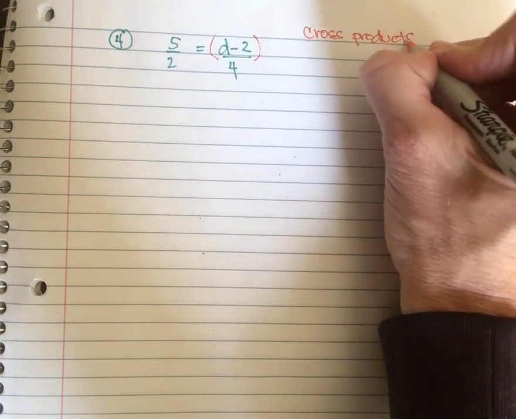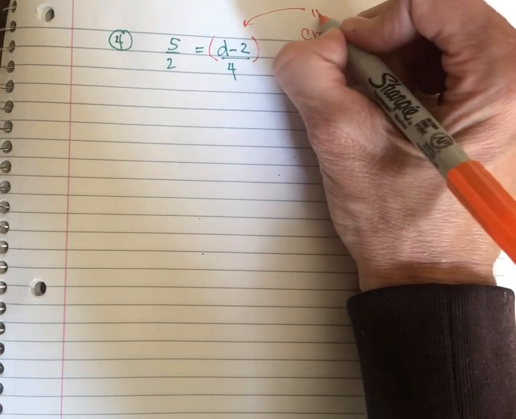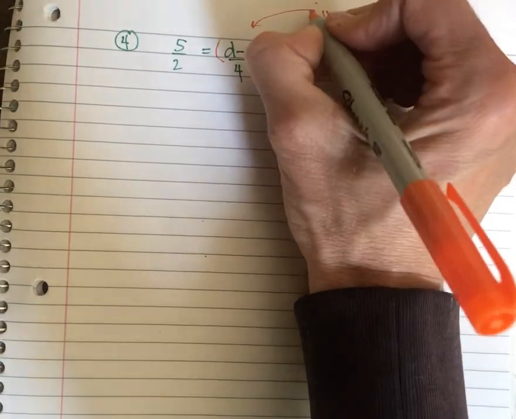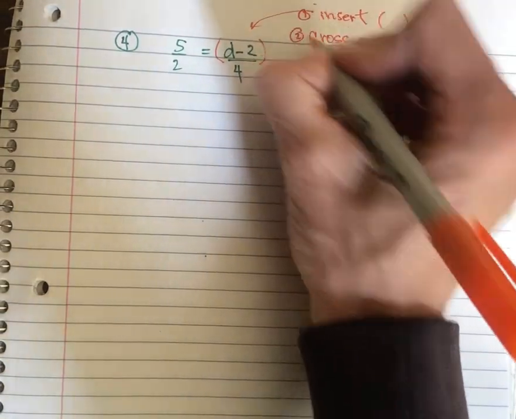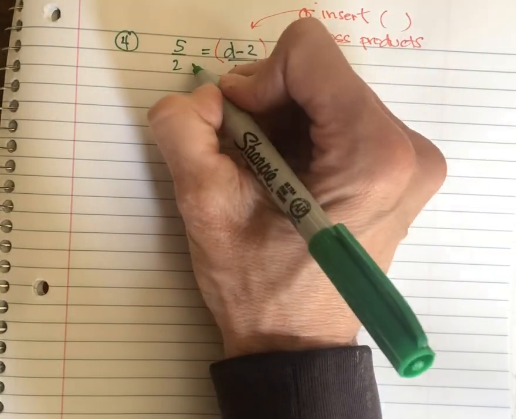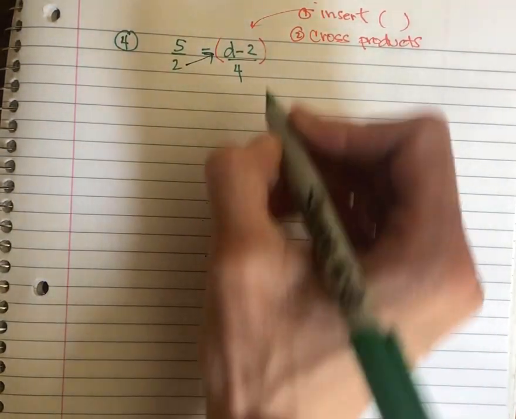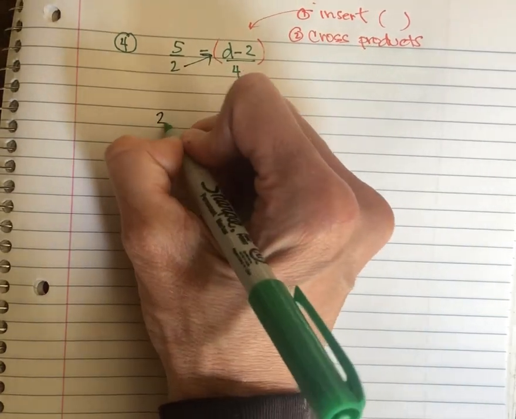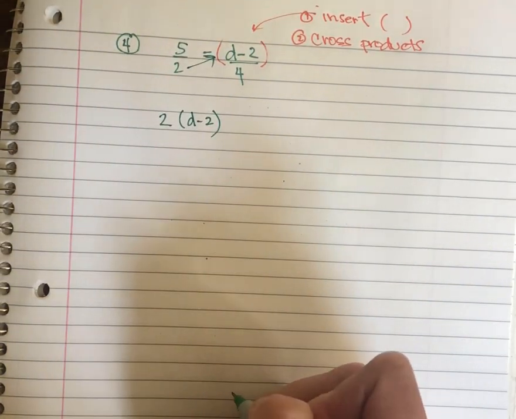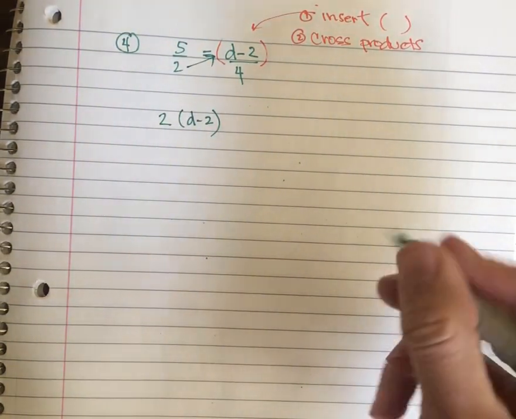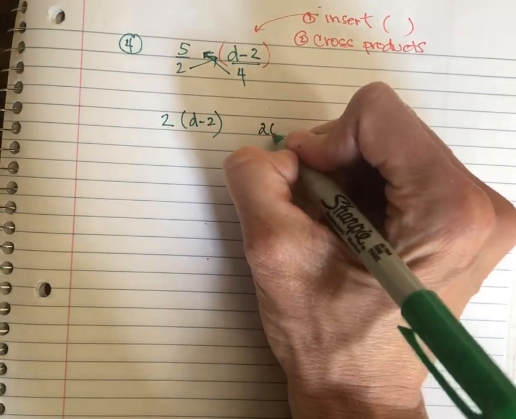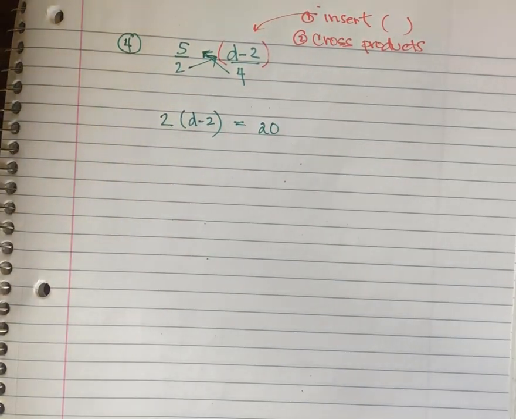Then, once you put it in parentheses, you're going to use cross products. I'm going to write this note in here for you. Insert parentheses, that would be step 1. Step 2, use cross products. So let's see what that looks like. This means I have to multiply 2 by the quantity D minus 2. That's the first cross product. The second cross product is 5 times 4, which is 20, and we know cross products have to be equal.